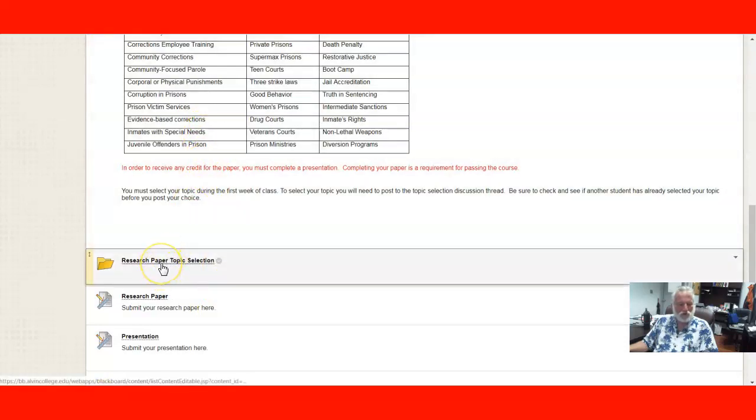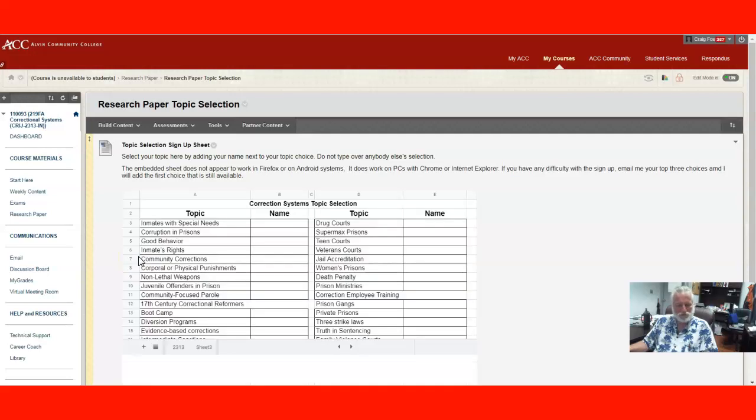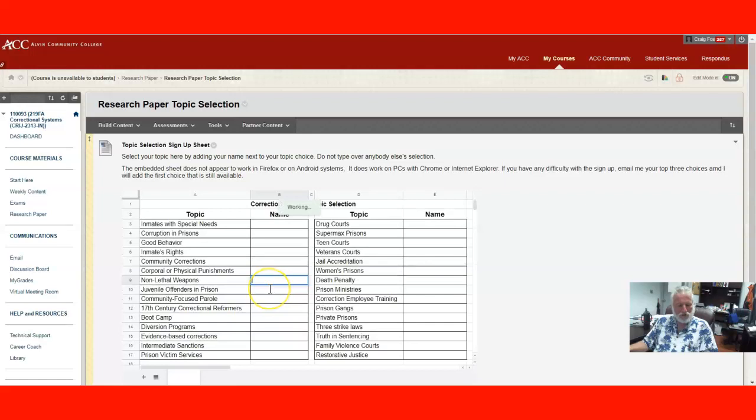On this research paper topic selection tab, click on it, and it takes a minute or so, but it will bring up the topic selection page. As soon as it finishes loading, simply type your name in next to the topic you want. Of course, there it goes. Boy, it's running a little slow. But once you do that, you'll be able to select your topic.